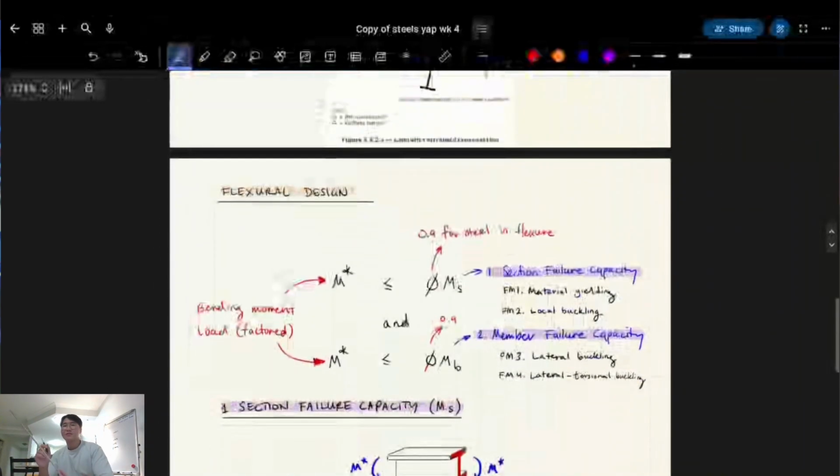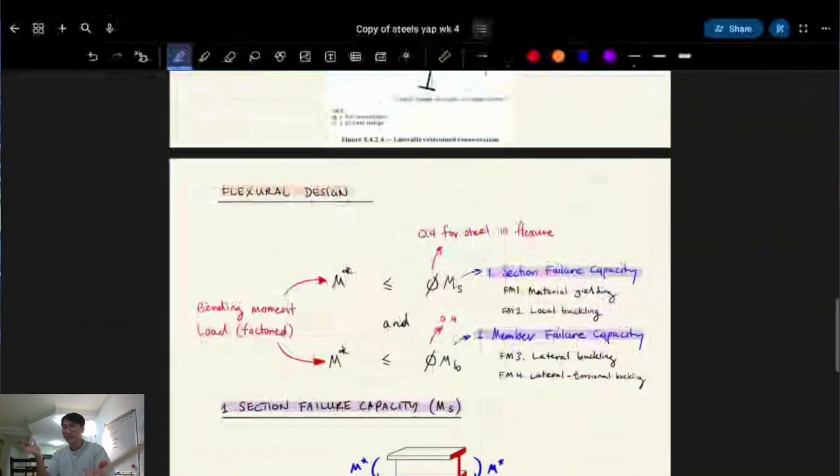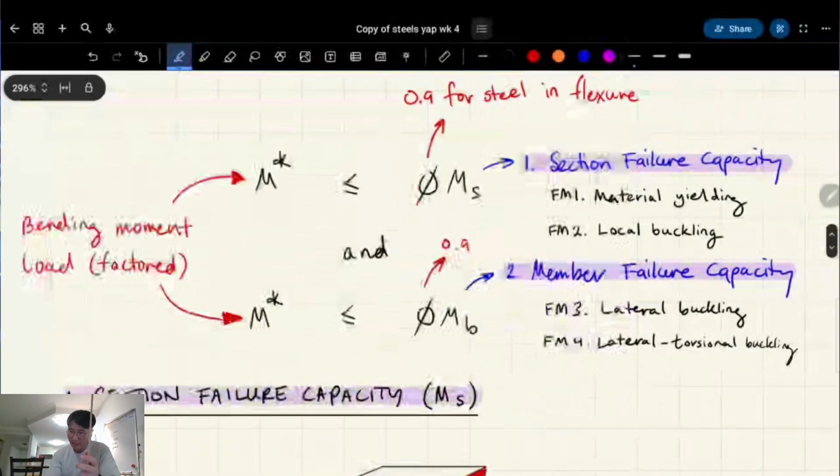Okay, let's look at flexural design, the equations, right? It's very similar to compression, basically. We have MS and MB. Remember, in compression, it was NS and NC. But it's just member design. It's member capacity. But C, I think, stands for compression, like axial compression, and then B is bending. I don't know how they came up with these terms, right?